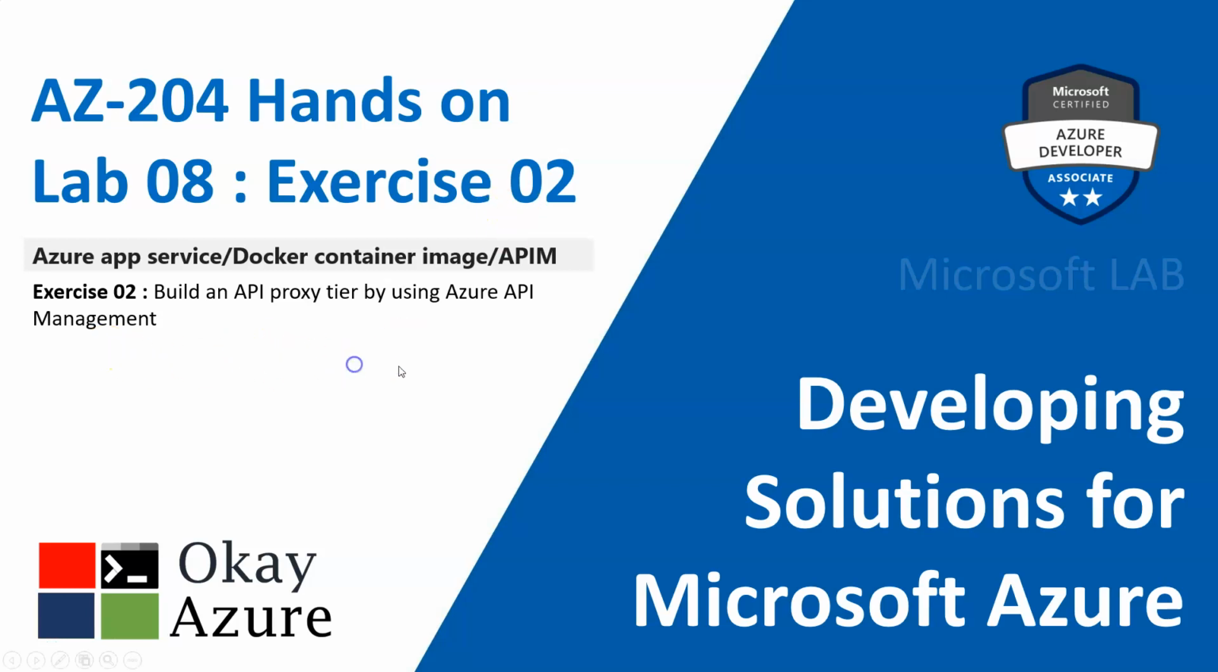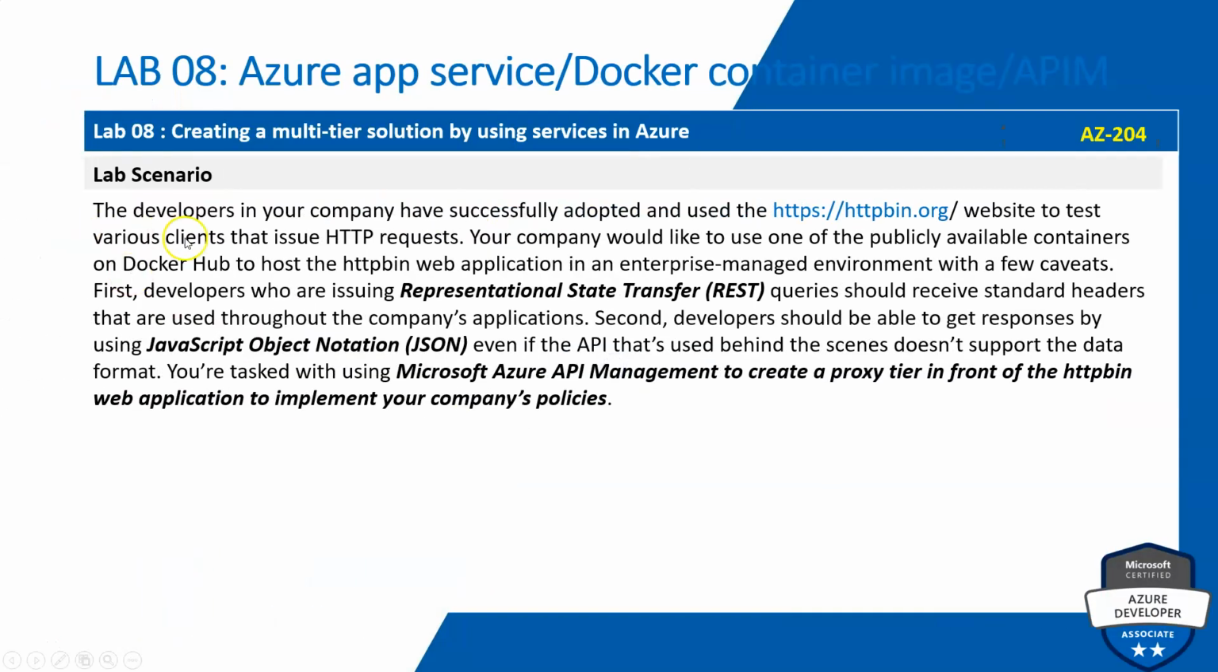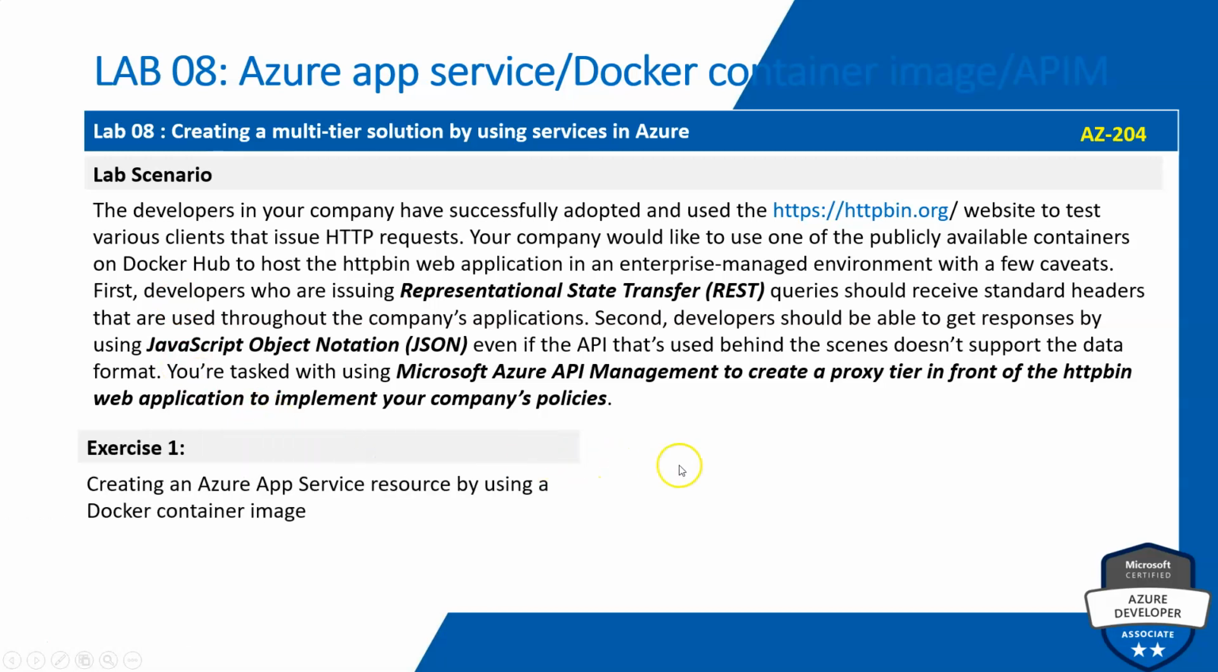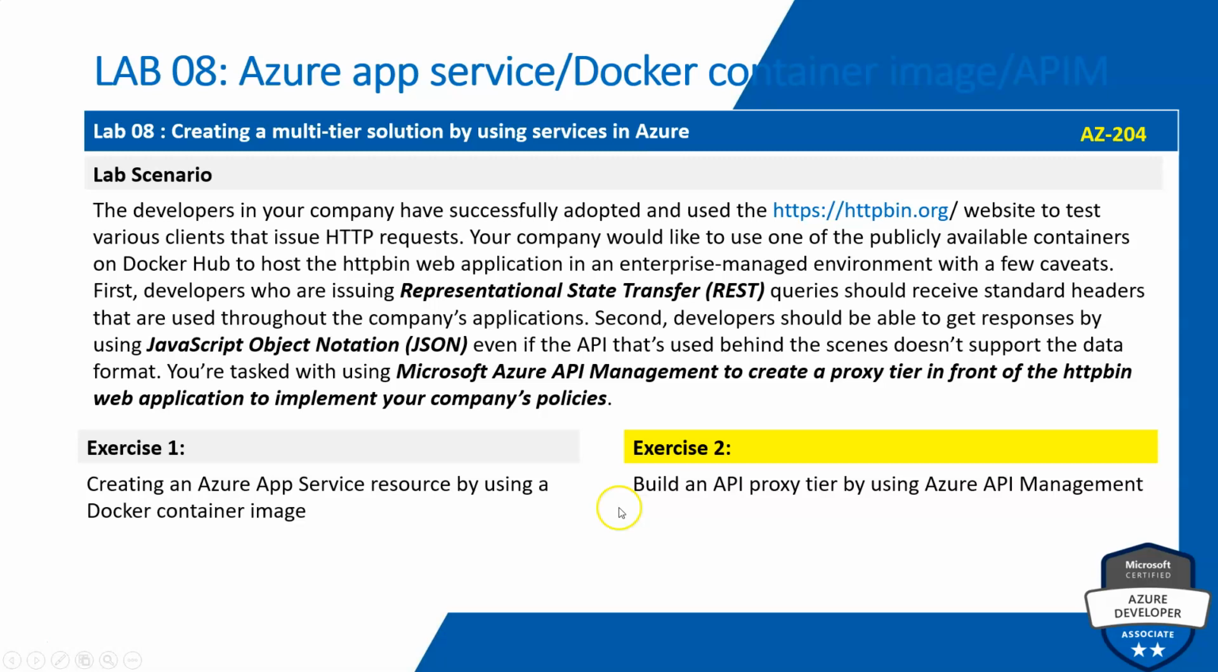So in this exercise, here is the lab scenario. So far we are done with exercise 1 in the last video, and in this video we'll work on exercise 2. It says: build an API proxy tier by using Azure API Management.